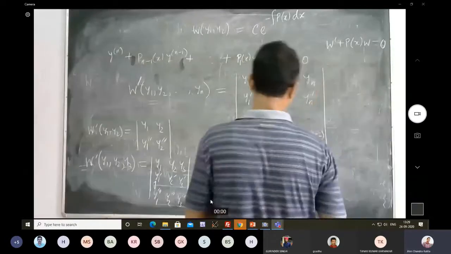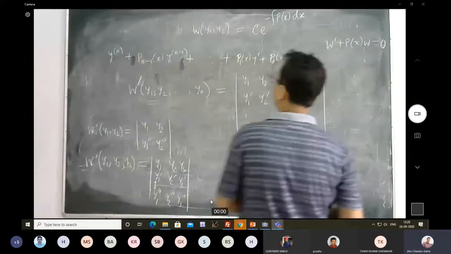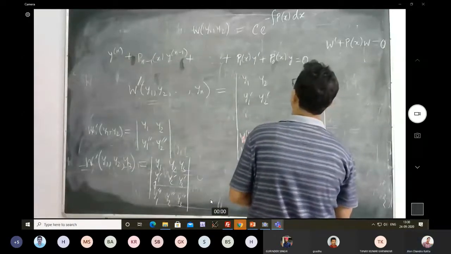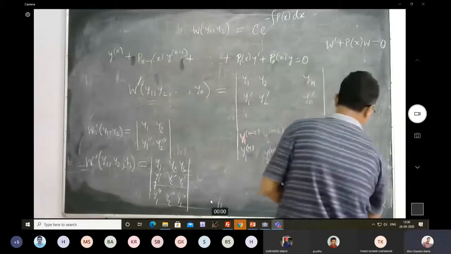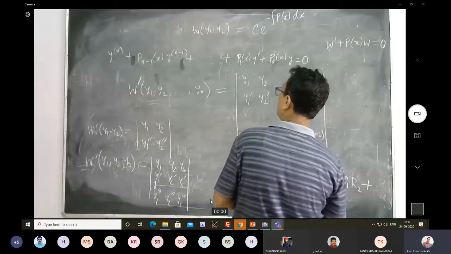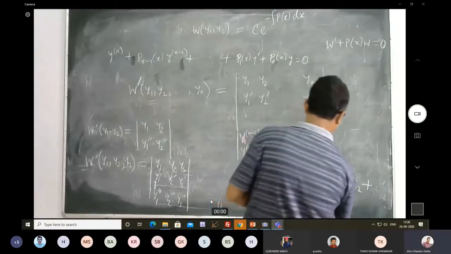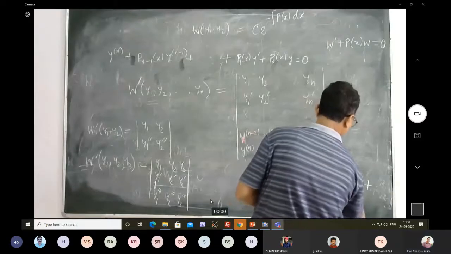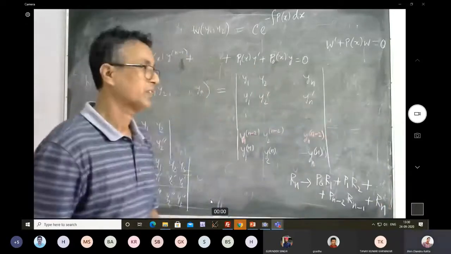So now let us do something like this. In this row n, let me do P naught row 1 plus P1 row 2, and then up to P n minus 2 row n minus 1, plus row n. Suppose I do this.